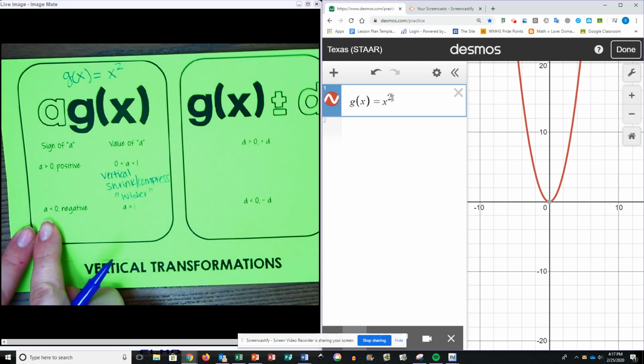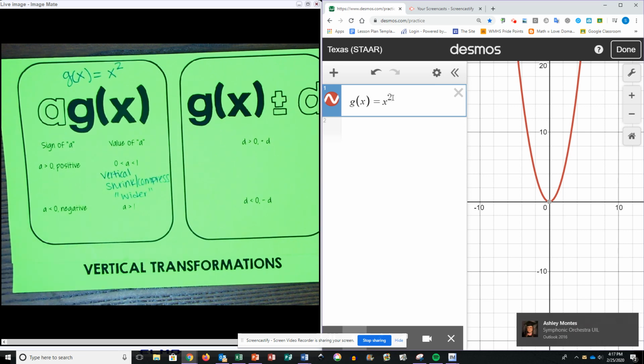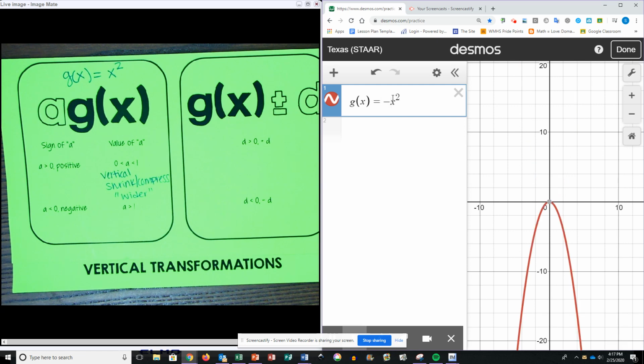Okay. If a is less than 0, then our graph will be negative. So for instance, over here on my Desmos, if I go back and make my x value negative, notice that my parabola flipped over.